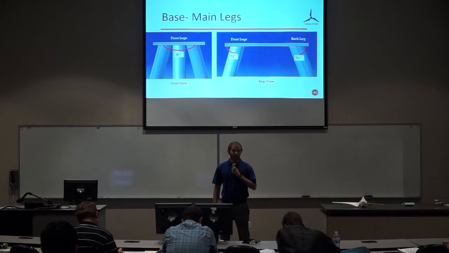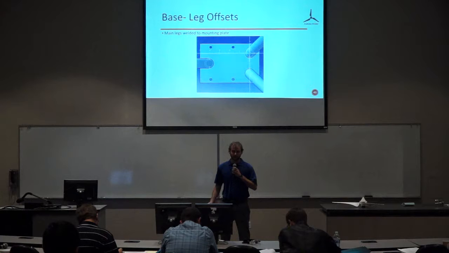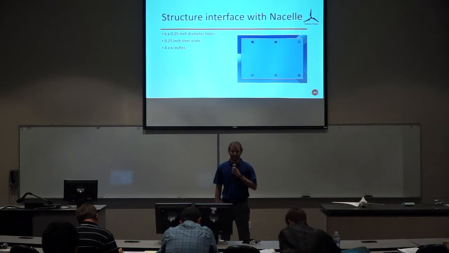The picture on the right shows a 70-degree pitch from the front legs and the back legs to the mounting plate. It is also to help get the tripod structure. The main legs are welded to the mounting plate, with the front legs being 2 inches offset from each other, and the front legs being 4 inches offset from the back leg, again for the tripod structure.